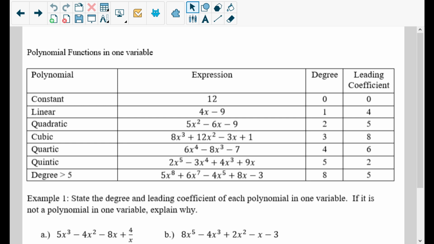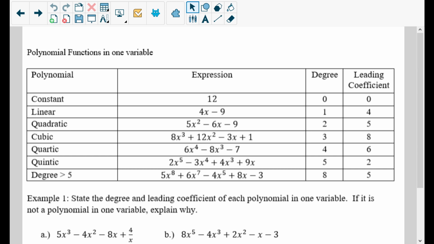Quartic is x to the fourth, so fourth power, or fourth degree, and leading coefficient is 6. Quintic is 5, so degree is 5, x to the fifth, and the leading coefficient there is the 2. And any other degree, you can see you have any degree greater than 5. So the example here at the bottom, we have a degree of 8, so x to the 8th. And the leading coefficient is the 5 in front of the x to the 8th. So that's all we're doing for this first part.